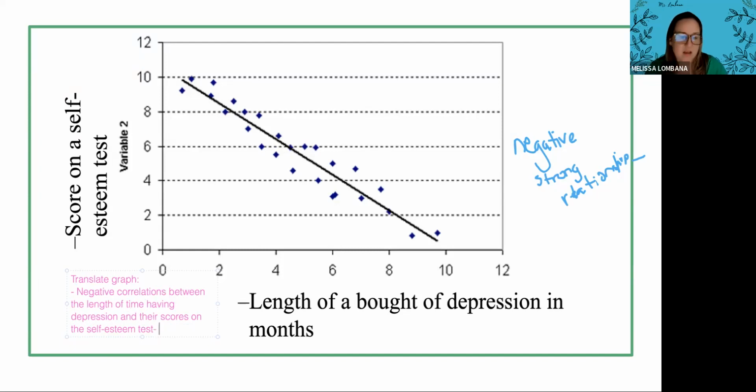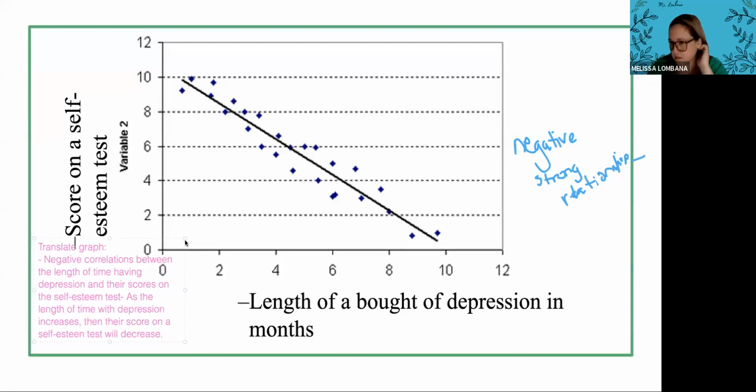Then you'd have to explain that as the length of time with depression increases, then their score on a self-esteem test will decrease, right? It's gonna get lower the more time they have depression. Okay, so that would be, and then you could also say there is a strong relationship between having depression, or the time having depression, with the score on the self-esteem.